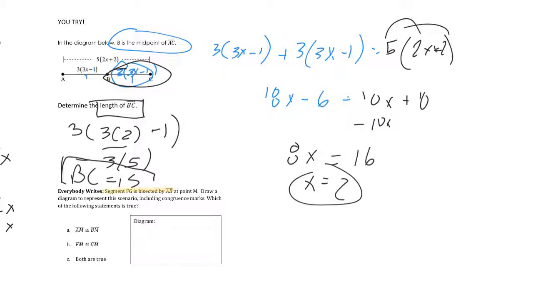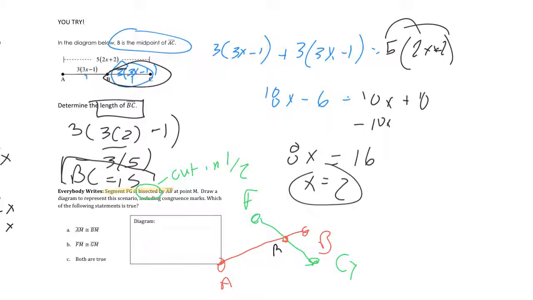Segment FG is bisected by AB. So remember, bisected means cut in half. I'm going to annotate that on my question. So I'm going to read the question again, and we'll think about which line's cut in half. Segment FG is cut in half by AB. So FG is cut in half. So that means I have a line coming in and cutting it in half. And let's call that line AB, by AB at point M.